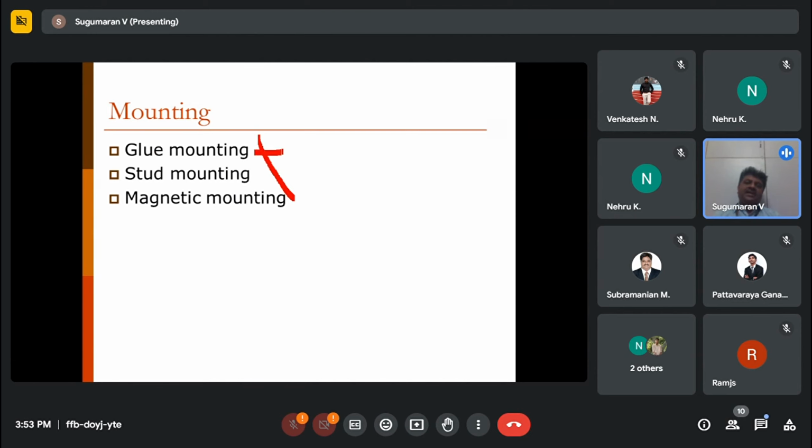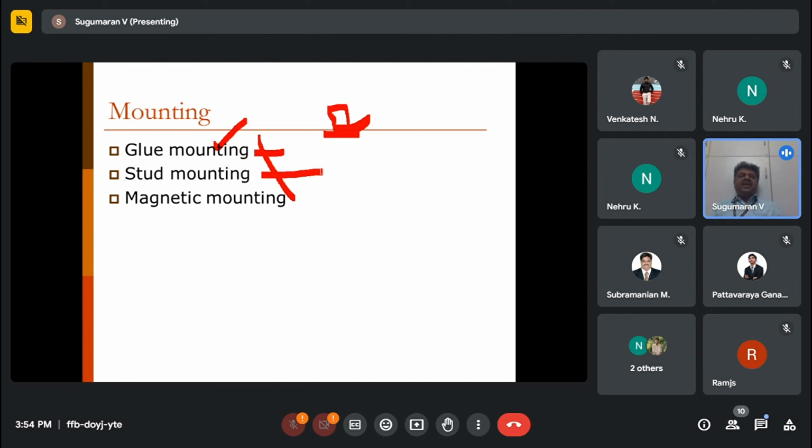Glue mounting, what is the advantage? Anytime you can fix it, whenever you don't want, you can remove it. What is the disadvantage? Because there is a sensor and there is an object in between, you apply a glue. That glue will act as a damping and suppress some amount of vibration. So actual machine vibration is not coming to the sensor fully. For certain applications, but in most other applications it will be suitable.